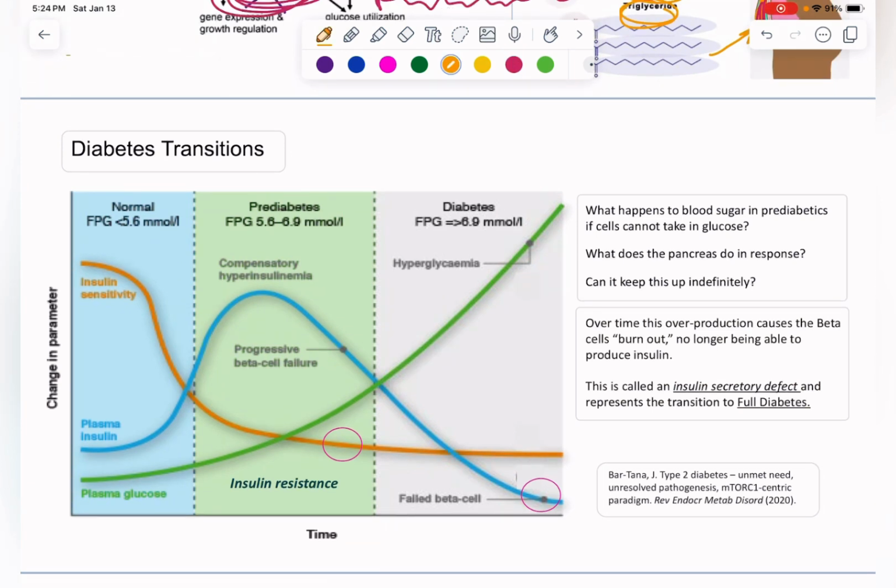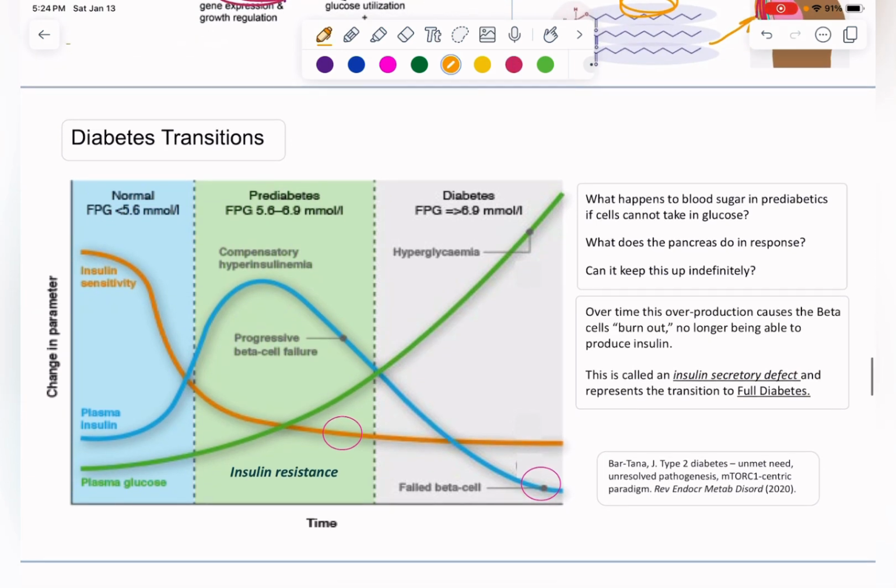So this is a really nice chart, and what this is doing is it's showing the transition from a healthy individual to someone with prediabetes to someone with full diabetes. And there's three variables that we're going to look at to determine this. One is insulin sensitivity. And like I mentioned before, you want your insulin sensitivity to be high. You want your cells to respond to insulin.